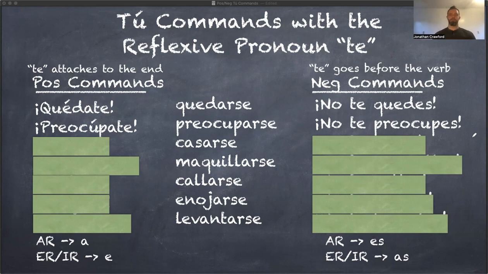Don't worry yourself. No te preocupes. Actually, you know what? You're right. Worry yourself. Preocúpate. Preocúpate mucho. Ya vienen por ti. Preocúpate. Okay. So, casarse means to marry, right?